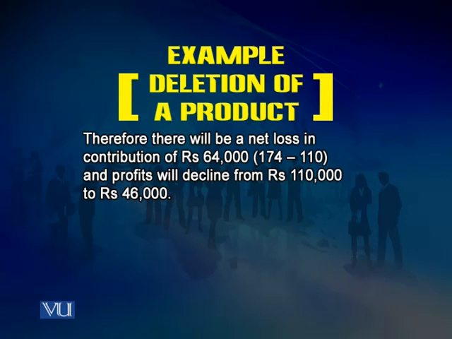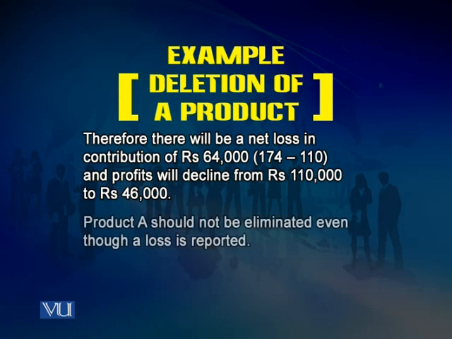The 174,000 was the loss from contribution shifting to product C, and the 110,000 is the cost saving that you are going to get, and therefore the net loss is 64,000. Profits will decline from 110 to 46,000. Therefore, the net loss is 64,000 by eliminating product A. The advice and decision would be product A should not be eliminated even though a loss is reported.